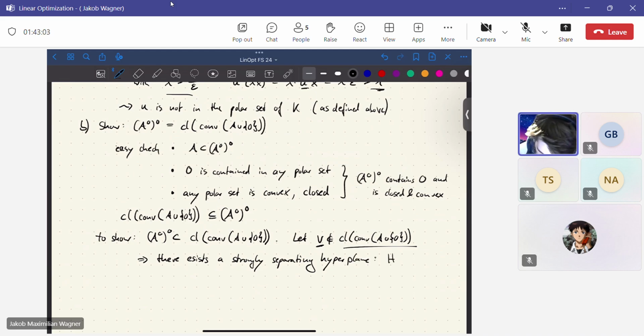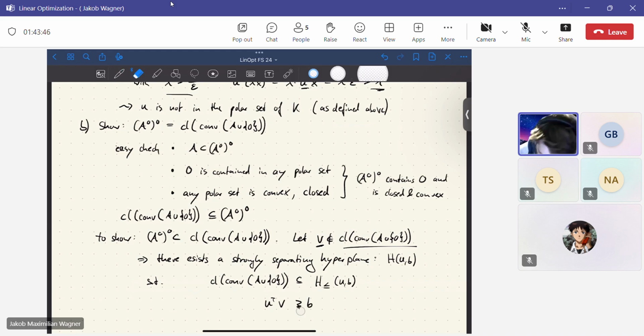So this is H with normal vector U and right-hand side B. And it holds that the closure of the convex hull of A union with the 0 vector is contained in H less or equal, the half space that satisfies U transpose X is less or equal than B. And we have that U transpose V is greater or equal than B. And we actually can have somewhere here a strict inequality because we have strong separation.